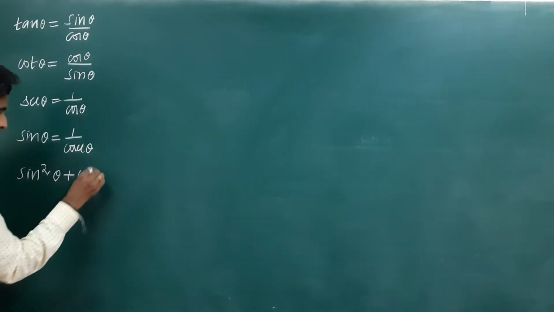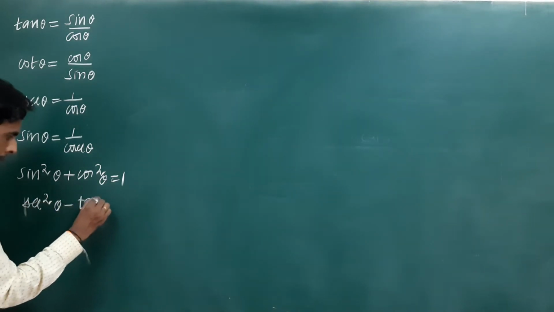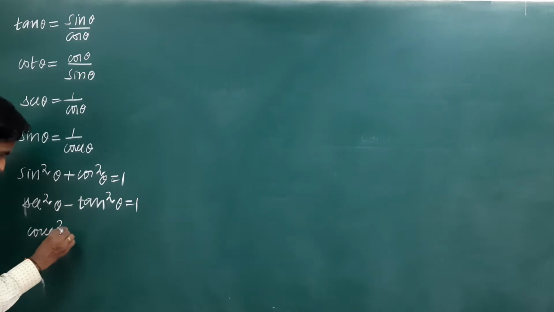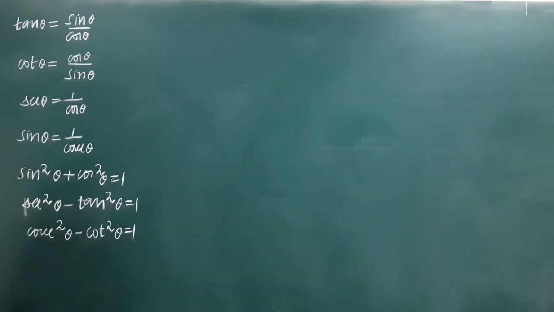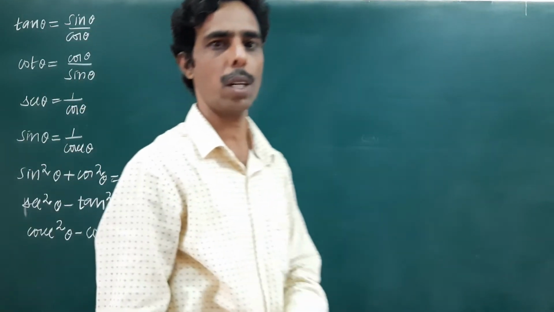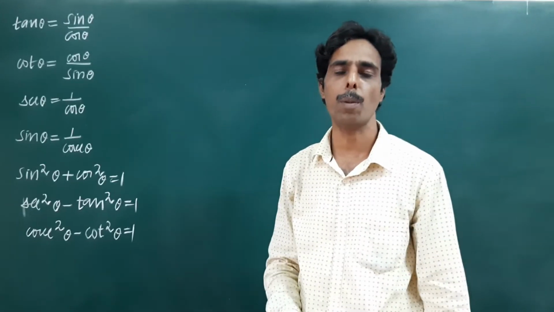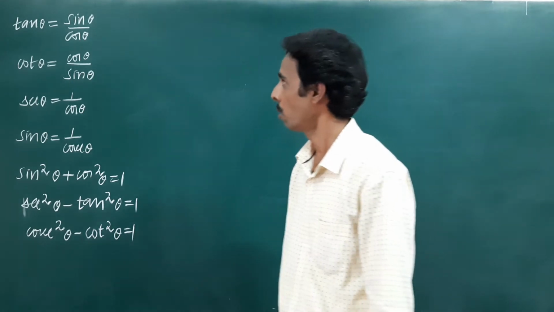Sin square theta plus cos square theta is equal to 1. Second one is sec square theta minus tan square theta equal to 1. Next one, cosec square theta minus cot square theta is equal to 1. These are the standard identities on the trigonometric ratios. If you memorize this much, you can solve the problems I'm going to solve in your own way. Now we'll see the problems.